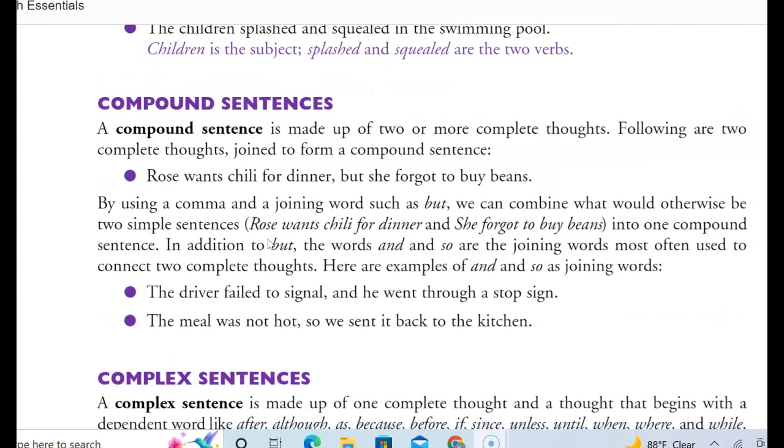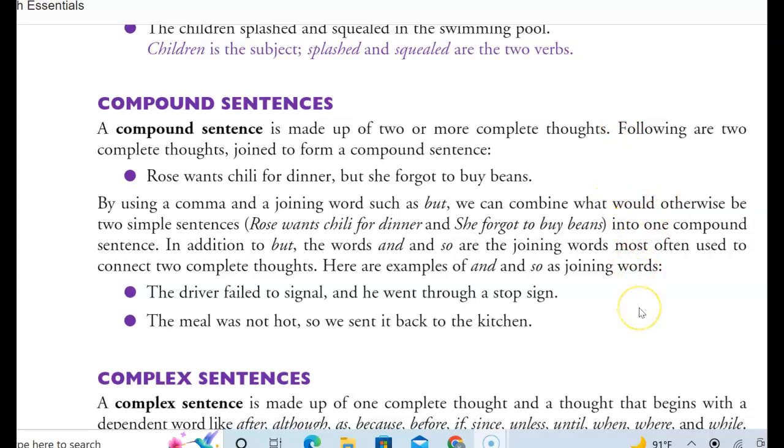Compound sentences. Compound sentences are two independent clauses, or two sentences that can stand on their own, joined by fanboys. We'll go over fanboys later, but right now, let's think of the word but. Fanboys is for, and, nor, boys: but, or, yet, so.